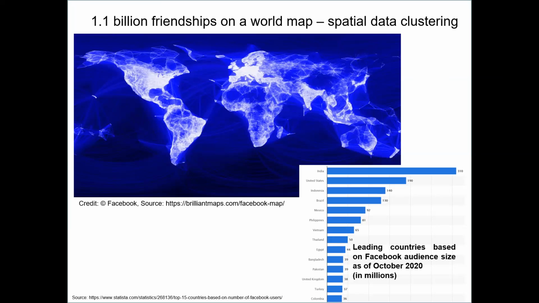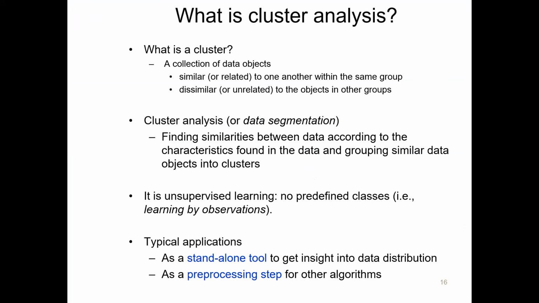Okay, so what is a cluster? So clusters are a collection of data objects. These objects are similar to one another within the same group and dissimilar to the objects in other groups. There are numerous applications of clusters and cluster analysis, and they are often used as a standalone tool for different applications, also as a pre-processing step for many of the algorithms.